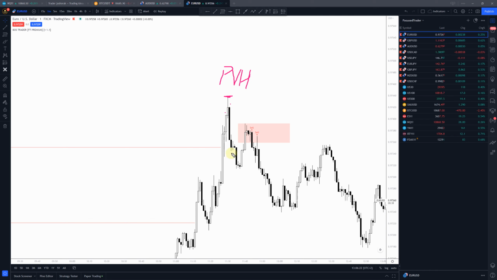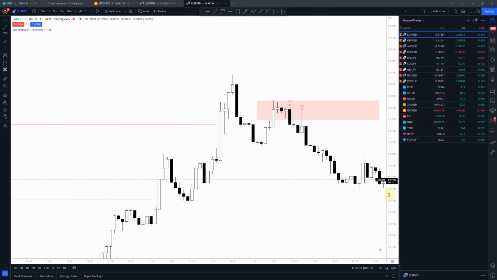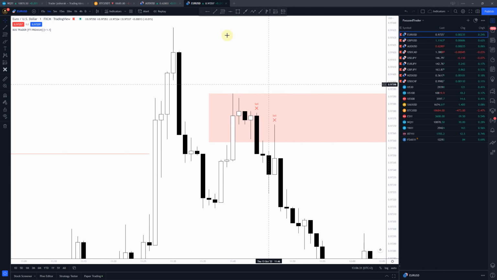And let me seek for pivot lows, and let me delete this and zoom in, because I think you won't be able to see it properly. So let me just zoom in.